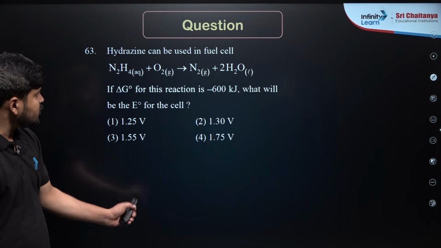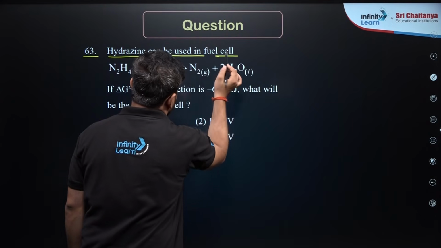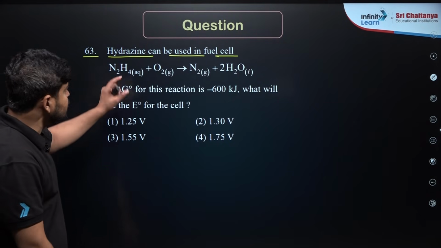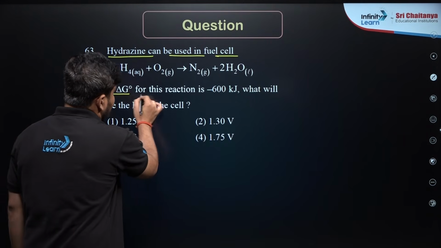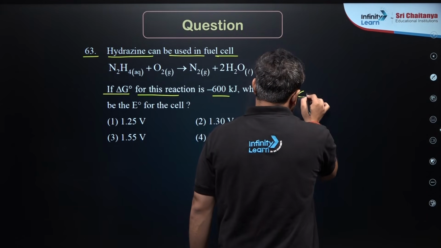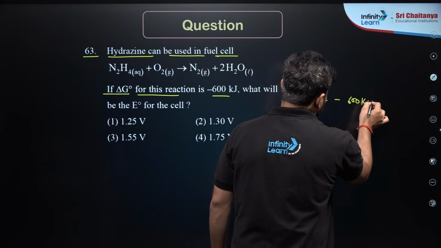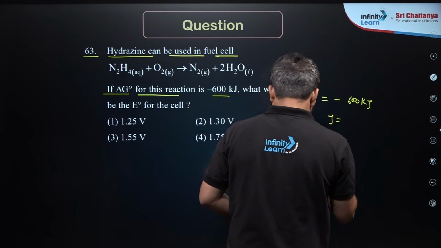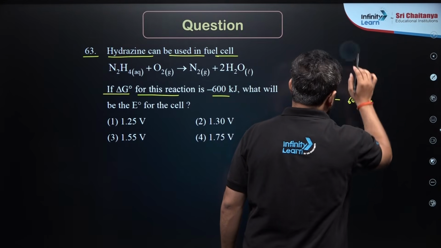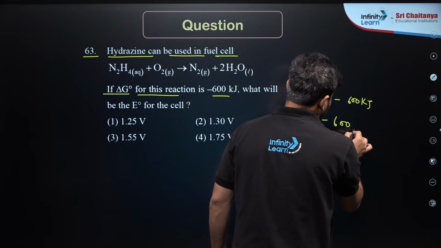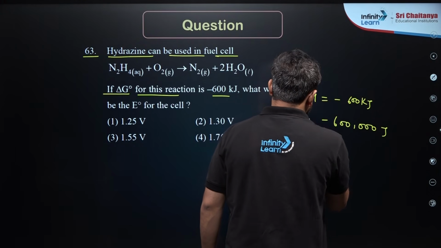Now I am coming to the next question. Hydrazine can be used in a fuel cell. We know hydrazine is used in the fuel cell. Here they are telling us that delta G for the reaction is minus 600 kilojoule. In joule, how much will this be? We have to convert it to joule, so delta G is minus 600 times 10 to the power 3 joule.